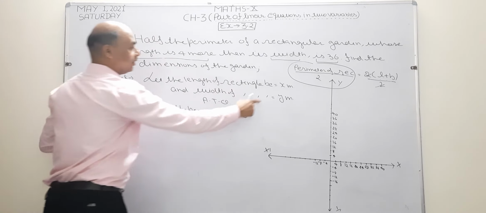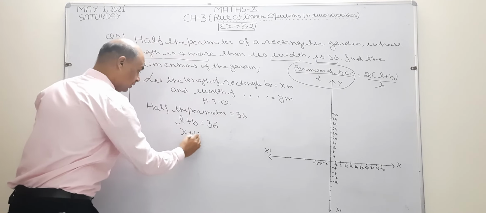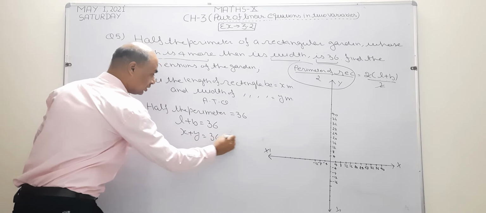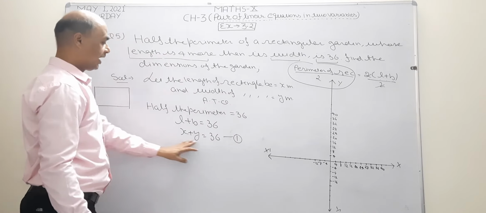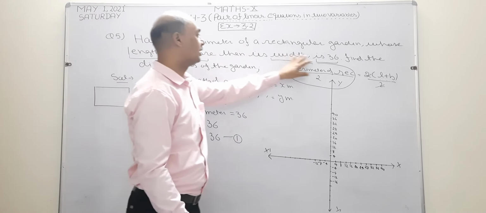What is the value of L? x. What is the value of B? y. So y is equal to 36. This is the first equation: x plus y equal to 36. This is the first equation from the perimeter of the rectangle being equal to 36.